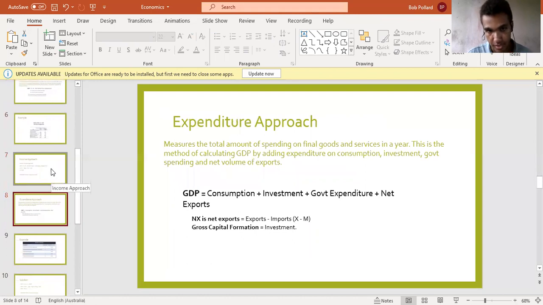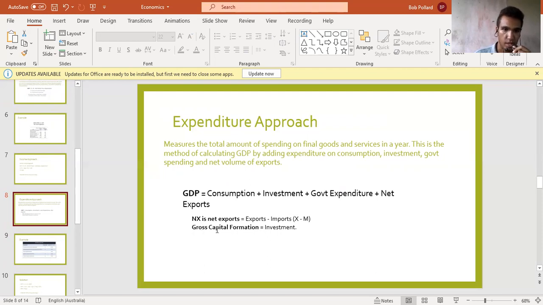The second approach, the expenditure approach. This measures the total amount of spending on final goods and services in a year. This is the method of calculating GDP by adding expenditure on consumption, investment, government spending, and net volume of exports. So the formula is GDP equals consumption plus investment plus government expenditure plus net exports. Net exports is basically just exports minus imports, or X minus M.